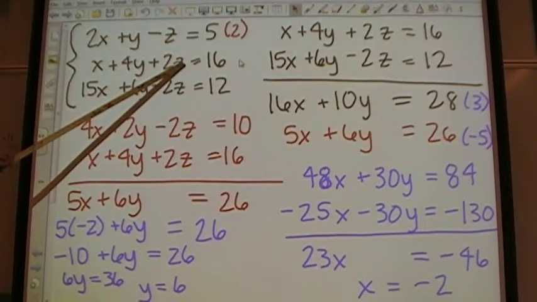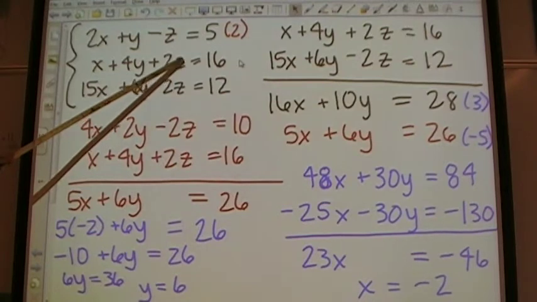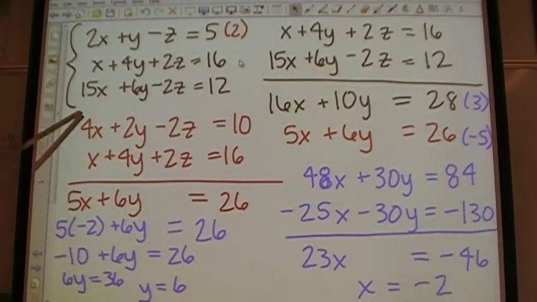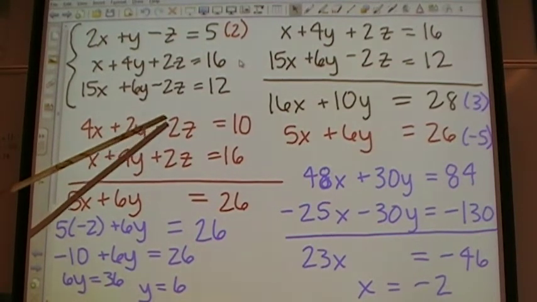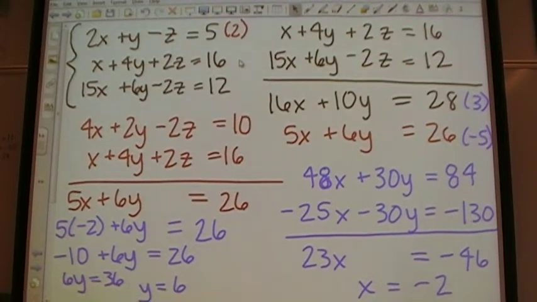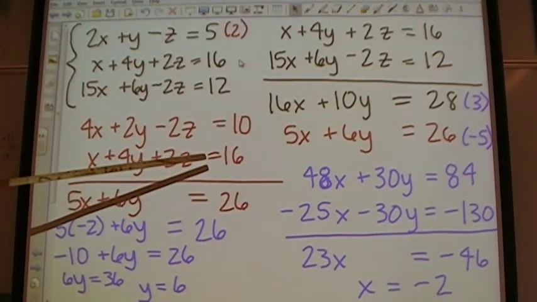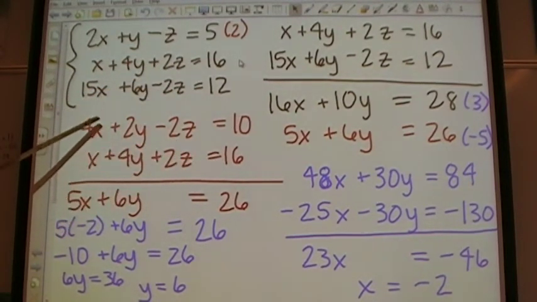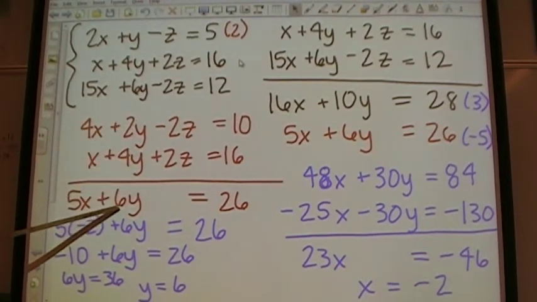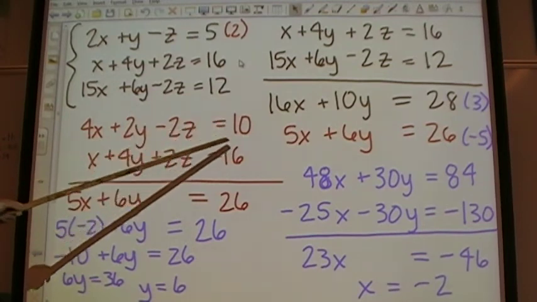They have to have the same coefficient, they have to be opposites of each other. So you multiply the whole thing by 2, you get 4x plus 2y minus 2z equals 10. You can multiply by anything, as long as you do the whole equation. Then you have x plus 4y plus 2z equals 16. Now combine these two to get 5x plus 6y equals 26.